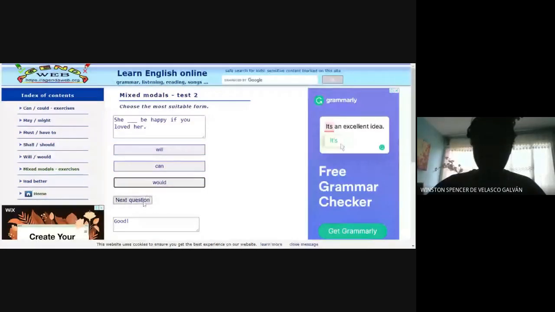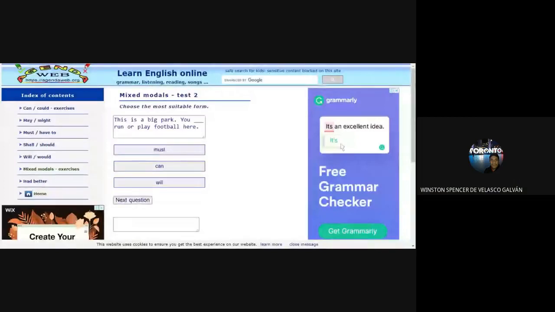Viridiana, you. This is a big park. You, blank, run or play football here. Must, can, or will? Must. Okay, let's see. And let's give a click where it says must. It's wrong. This is a big park. You? Can. Can? Okay, let's see. Yes, you can run or play football here. Remember, it's a park. You can do several sport activities. Thank you. Let's move on with the next one.